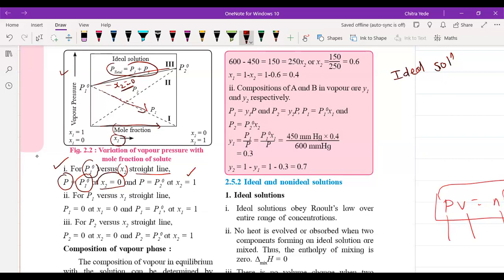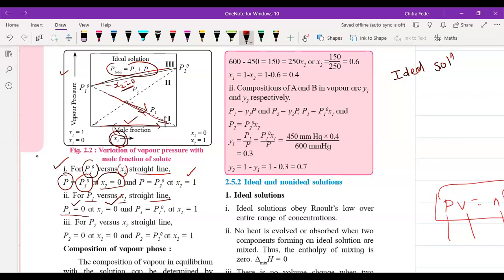Then the second one. See here, P1 versus X1, it is again a straight line. Here P1 is 0, meaning the vapor pressure of the solvent is 0. So its value depends on the mole fraction of solute and the vapor pressure of solute only. If X1, the mole fraction of solvent, is 0, it is not going to affect. So it totally depends on the mole fraction of solute only. That's why it decreases. As the mole fraction increases, meaning the amount of solute increases, the vapor pressure decreases.